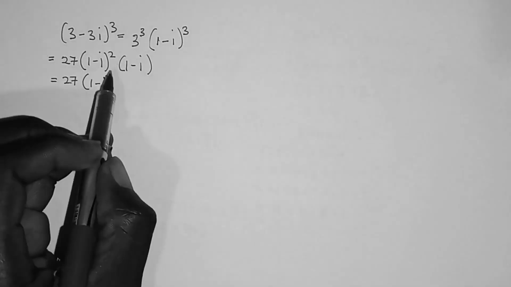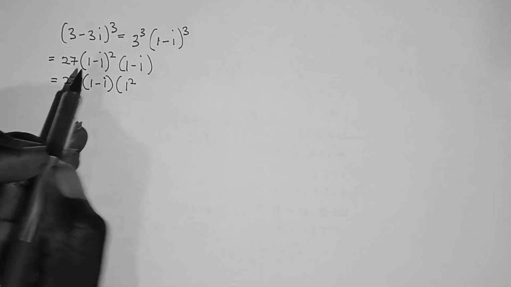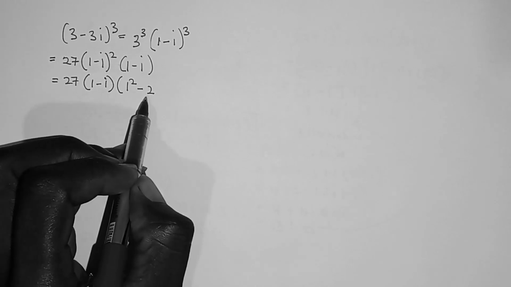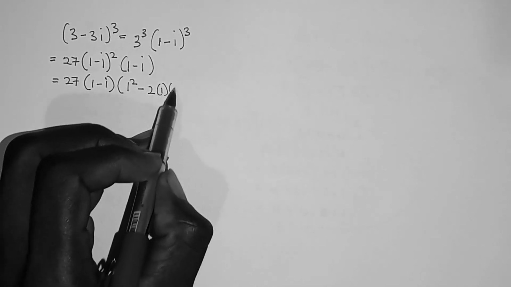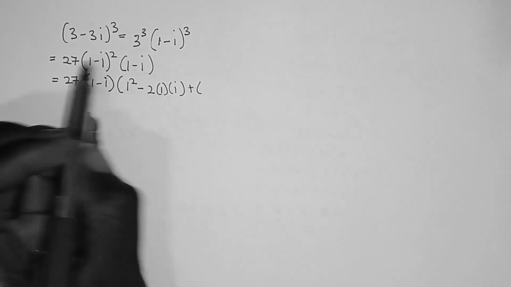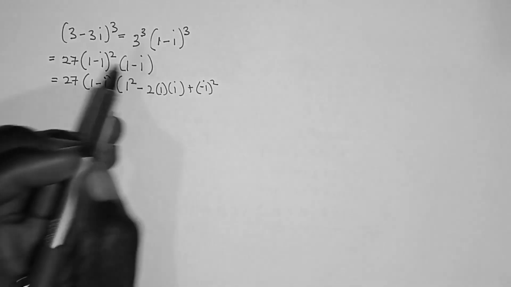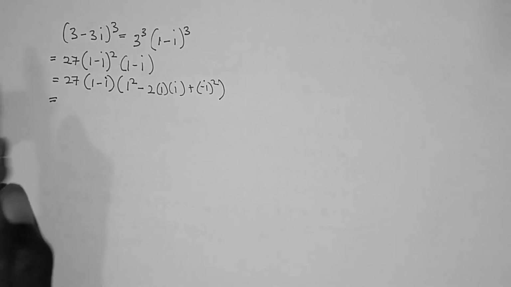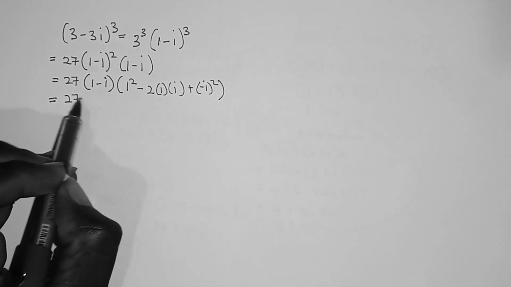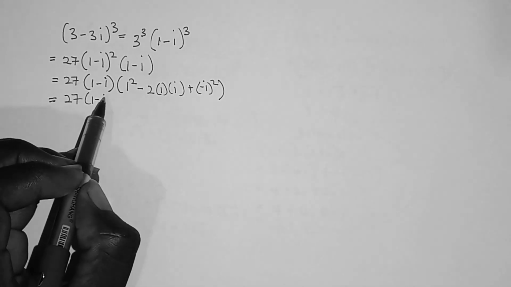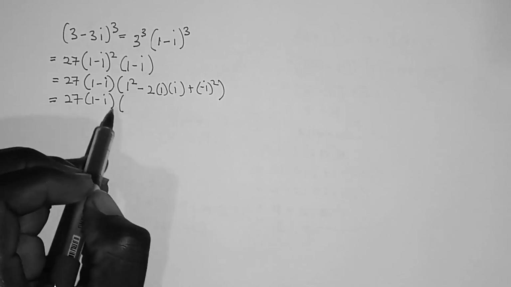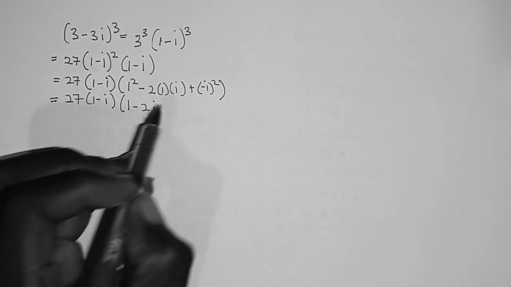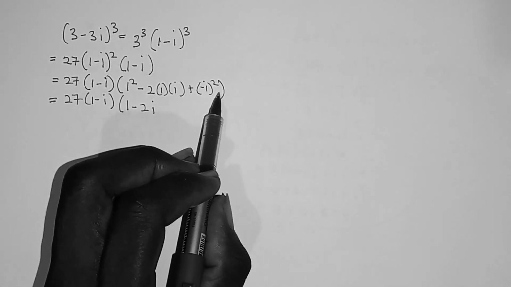And then 1 minus i squared is equal to 1 squared, then minus 2 times 1 times i, then plus minus i squared. So this is equal to 27 times 1 minus i. 1 squared is 1. Then minus 2 times 1 is 2 times i. That becomes minus 2i. Then here is minus i squared.